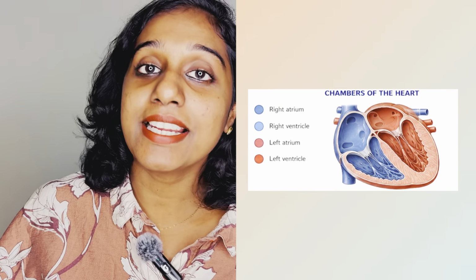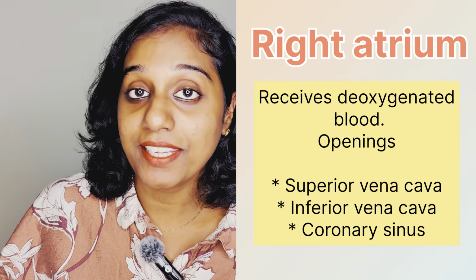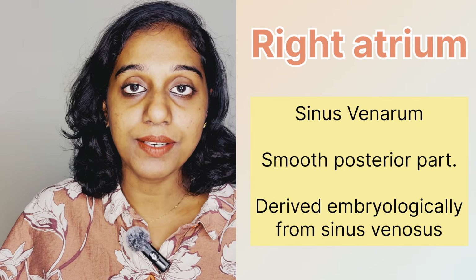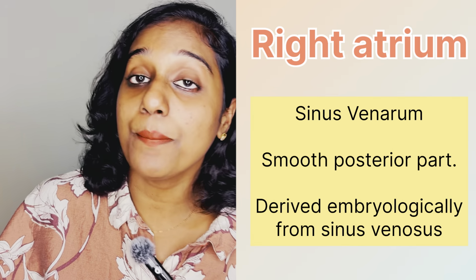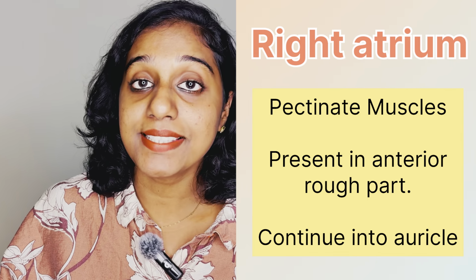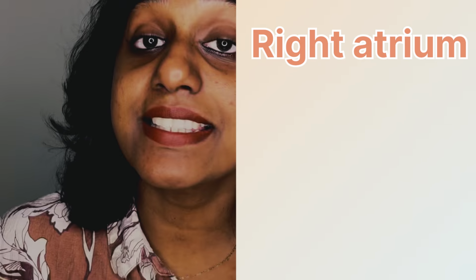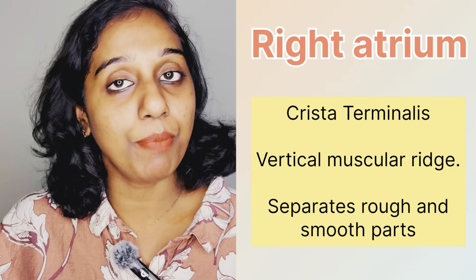Next is chambers of heart. Heart has 4 chambers, right and left atria and right and left ventricles. Right atrium receives deoxygenated blood. Openings: superior vena cava, inferior vena cava, coronary sinus. Internal features include sinus venarum. Smooth posterior part derives embryologically from sinus venosus. Pectinate muscles present in the anterior rough part which continues into the auricle. Crista terminalis, a vertical muscular ridge which separates smooth and rough parts.